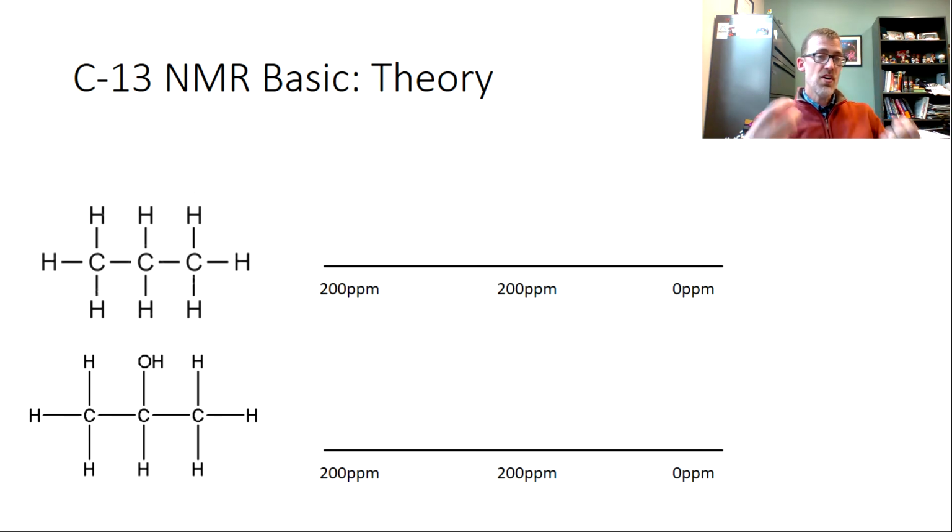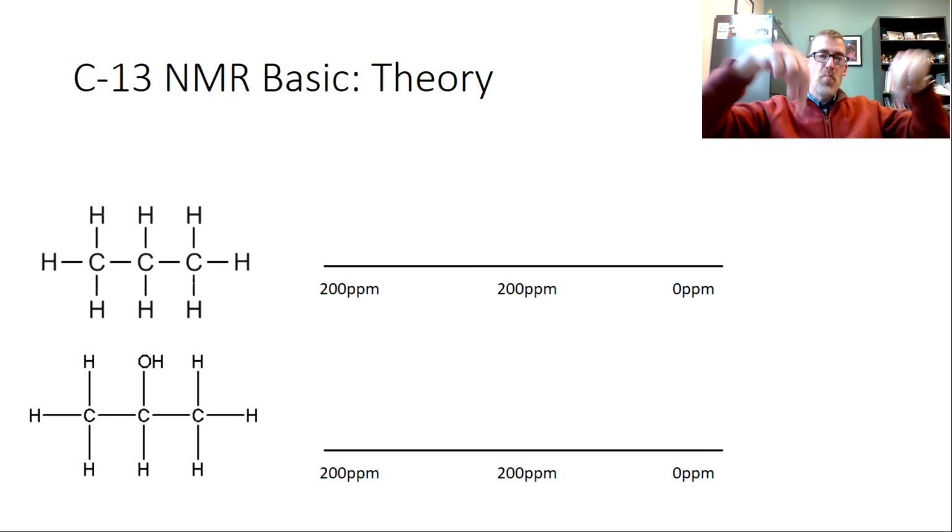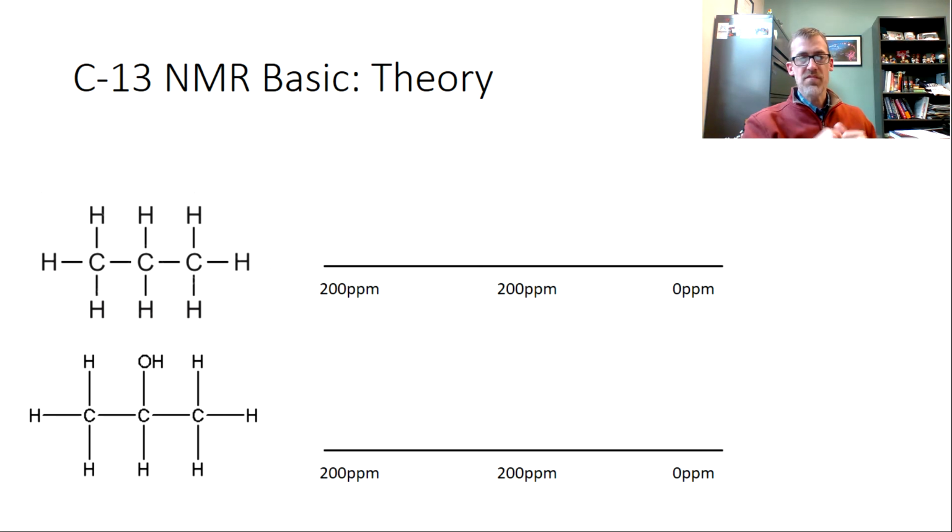Then if we turn off the radio frequency radiation, those nuclei will all relax. They'll all flip back to align with the magnetic field, and when they do that, they're going to emit that energy. They have to get rid of that energy. They're going to emit that in the form of radio frequency radiation. So the way the modern NMRs work is essentially an emission instrument.